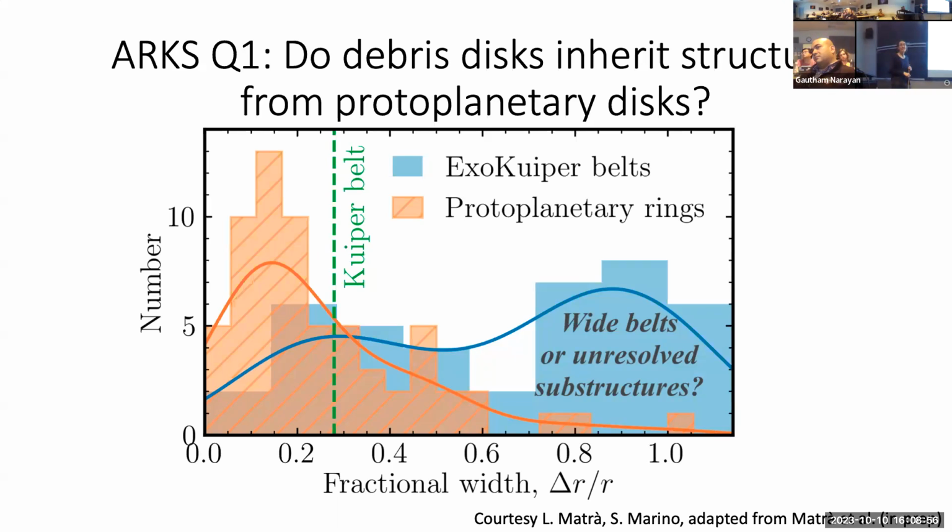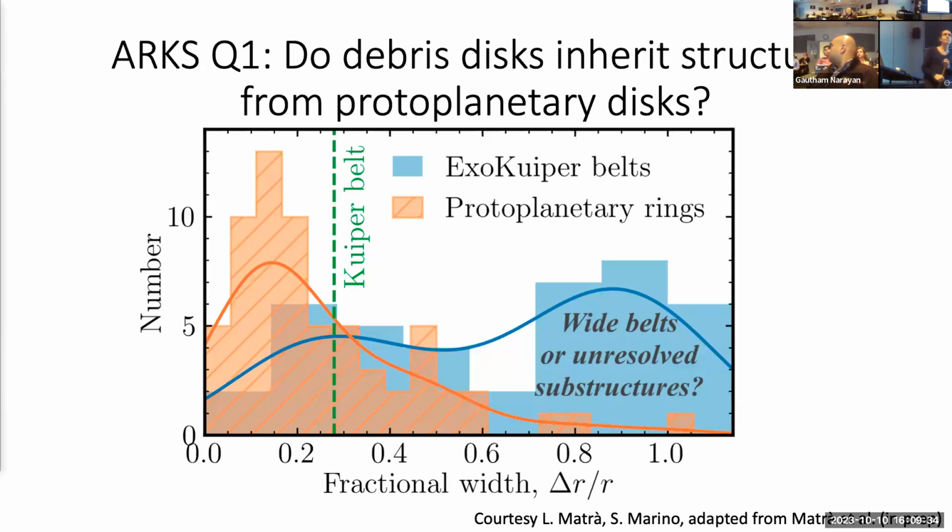But when you make the same plot for what we know currently about exo-Kuiper belts, it looks different. So you can see it's a much broader distribution. We're missing a lot of these narrow rings. It's a broader distribution. And there's a giant lump out here with what seems to be a bunch of wide belts. And so the question that we're asking with ARCS is, are these actually wide belts? Or is there unresolved substructure that we're not seeing, right? That's what we didn't have the answer to before ARCS, because we didn't have the high sensitivity, high resolution observations that we needed to distinguish between those two populations.